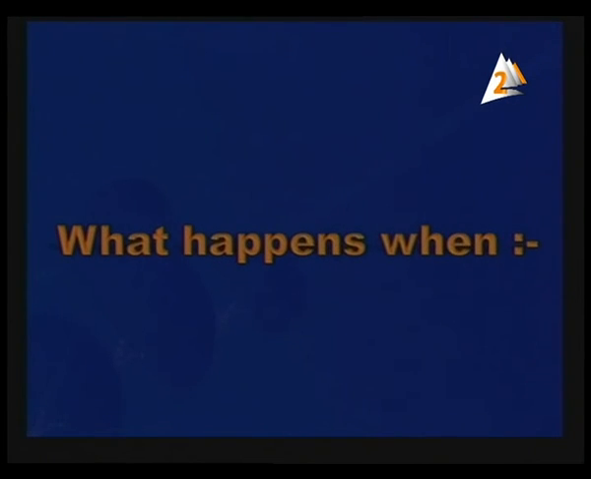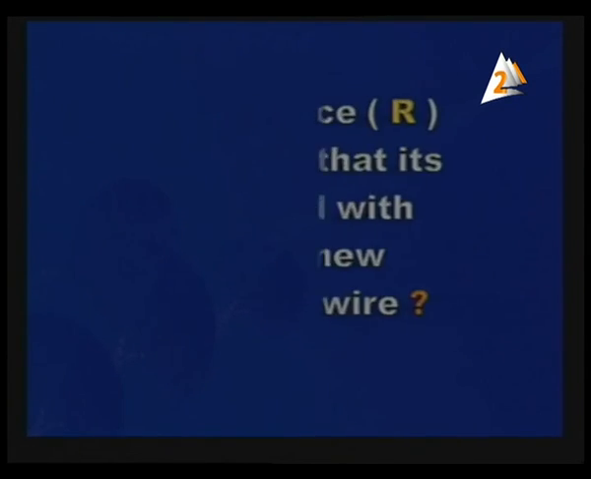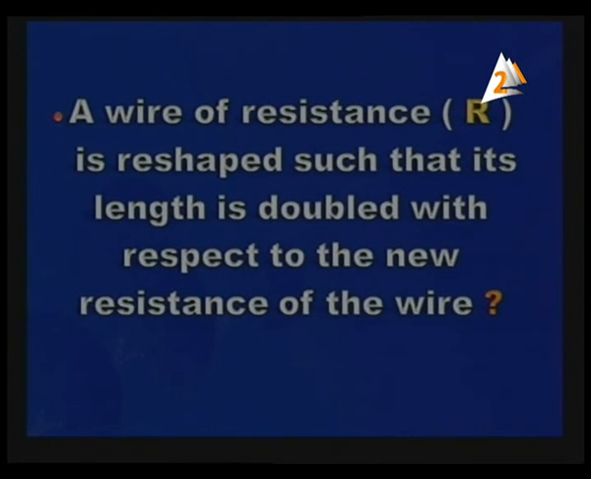Another type of questions. What happens when a wire of resistance R is reshaped such that its length is doubled? So the wire is melted and reshaped such that its length is doubled. We want to know what happens to the new resistance of the wire. What happens to the resistance of the wire if the wire is reshaped and its length is doubled?